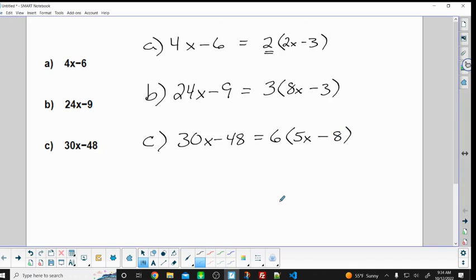And that's how we factor the greatest common factor. And like I said, the trickiest part is finding that common factor in the front. And once you find that, just divide it out.